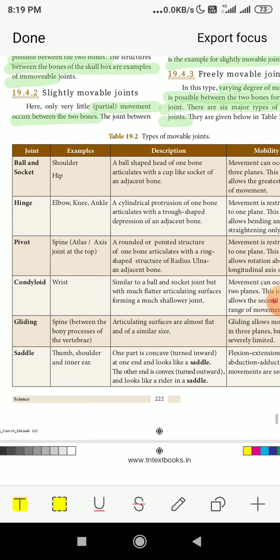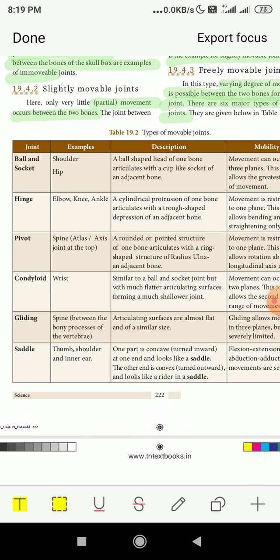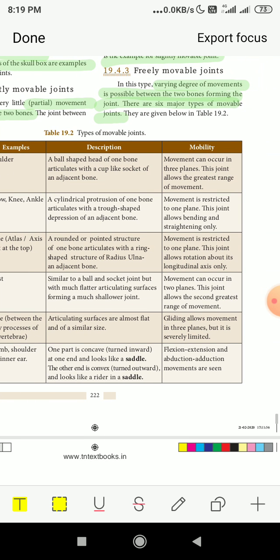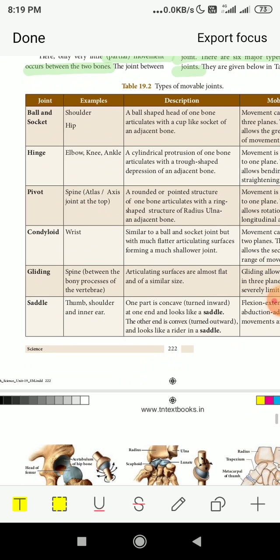The next one is gliding. Spine, between the bony processes of the vertebrae. Articulating surfaces are almost flat and of similar size. Gliding allows movement in three planes, but it is severely limited. So only up to a certain stage can the gliding movement take place.